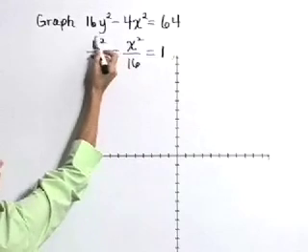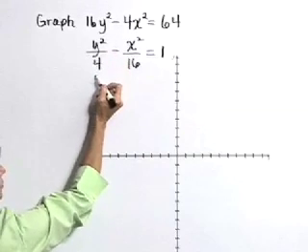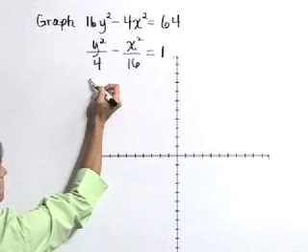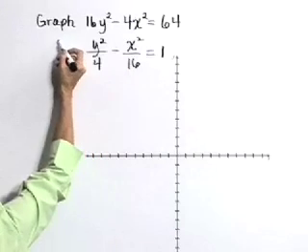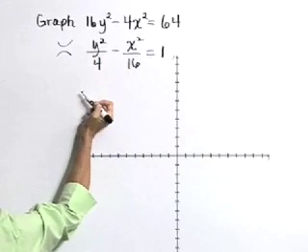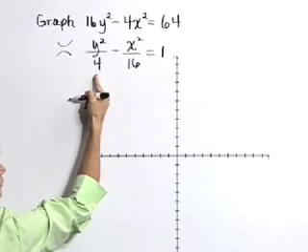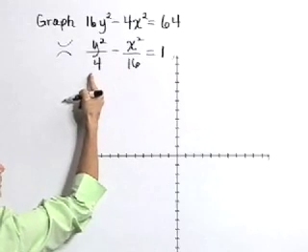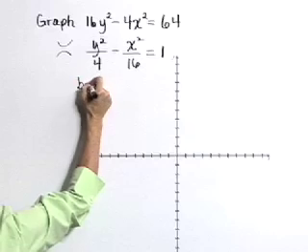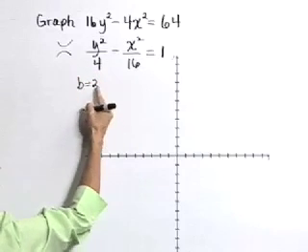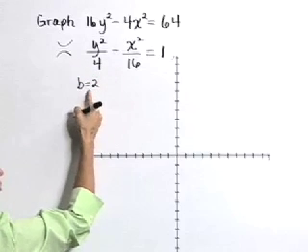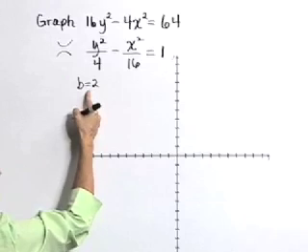Now, because our y squared term comes first and it's the positive term, we have a hyperbola that's going to open up and down. This 4 is b squared. If b squared is 4, then b is 2. And that's how far we're going to move up and down from the origin that is the center of this hyperbola.